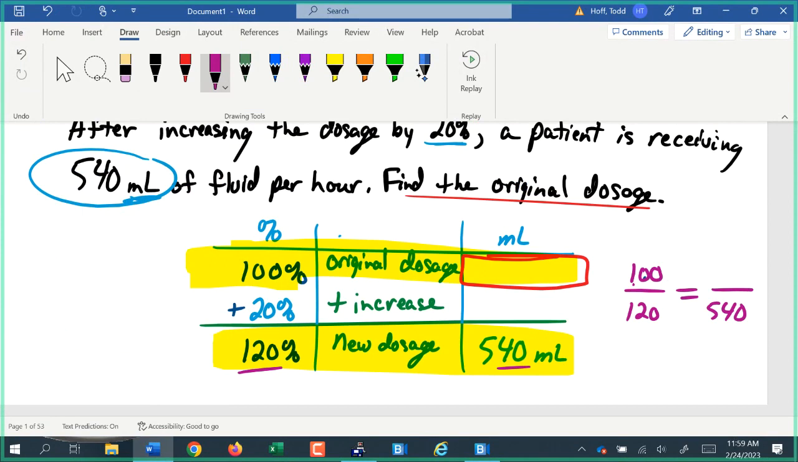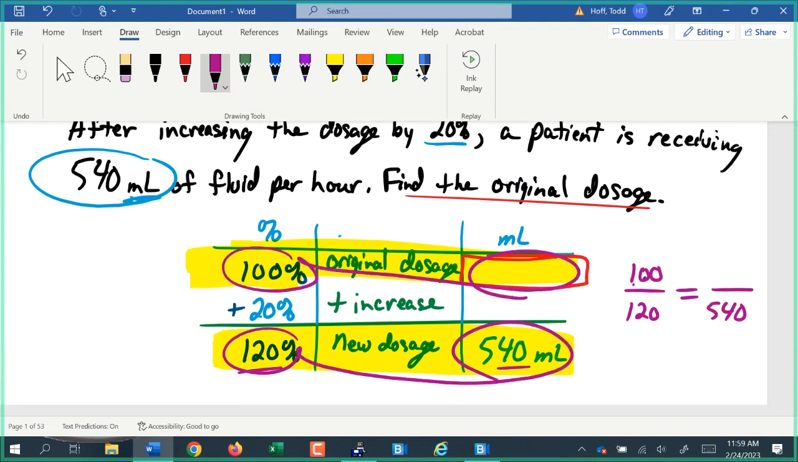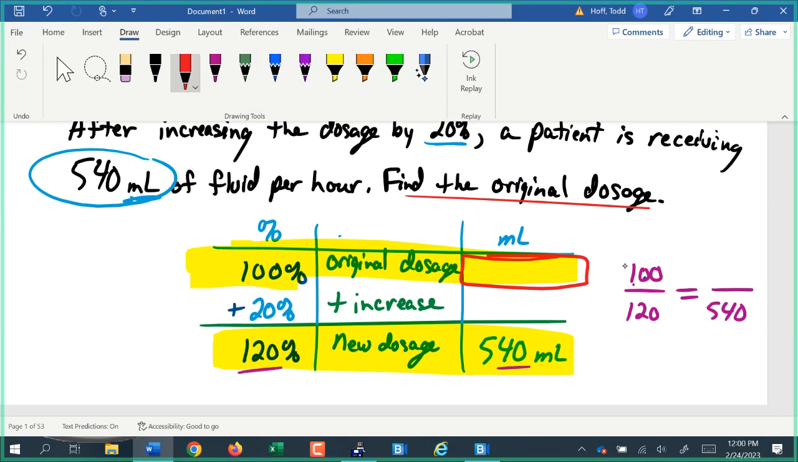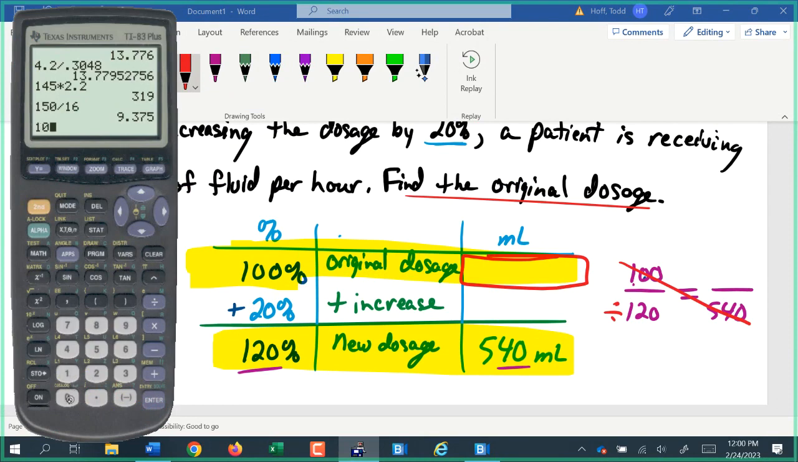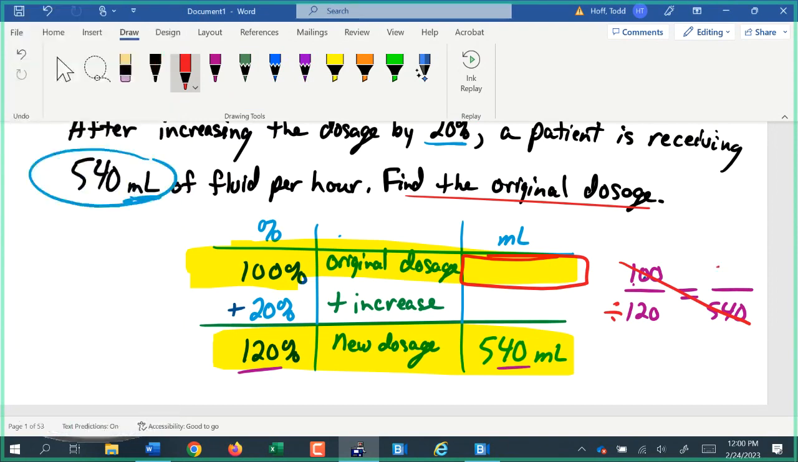Now, this proportion is kind of upside down. If you wanted to, you could flip both of them over, and have 120 over 100 and 540 over blank. That would be fine as long as the 120 and the 540 stay together and the 100 and the blank stay together. It doesn't matter which one goes on top or bottom. And then we can cross multiply. 100 times 540 divided by 120 should give us 450, and there it is. 450 milliliters was the original amount before the increase.